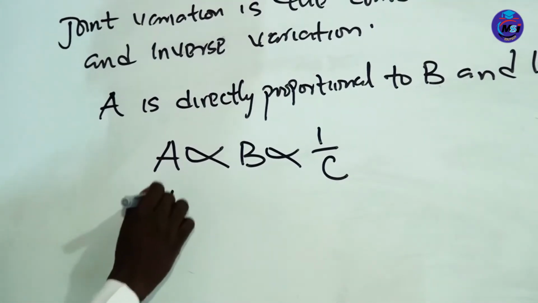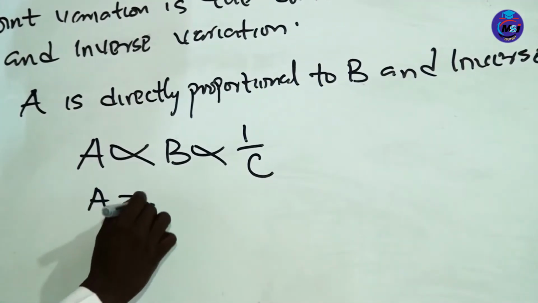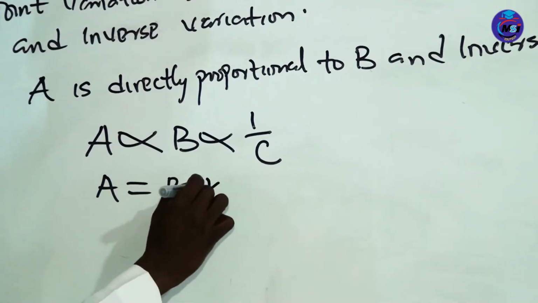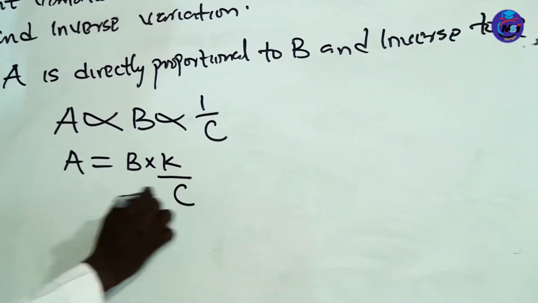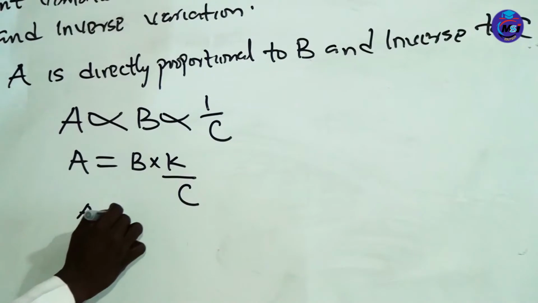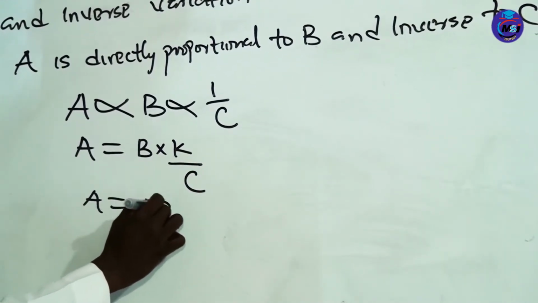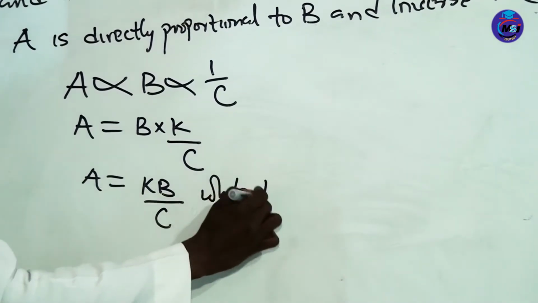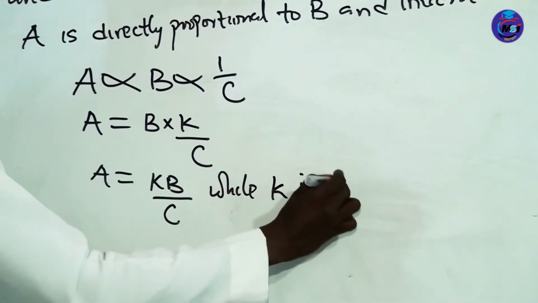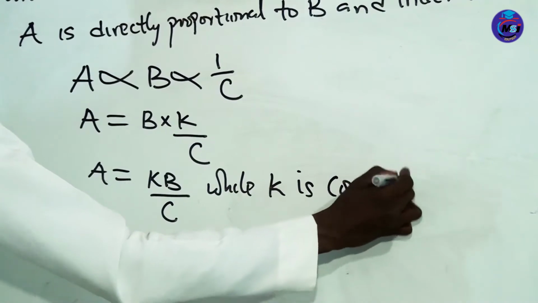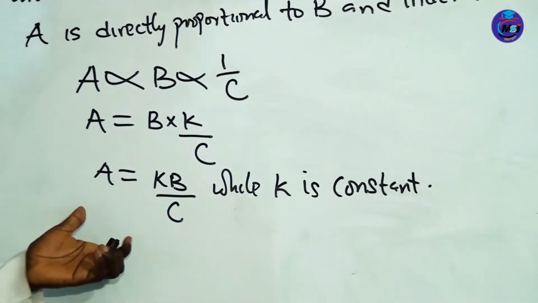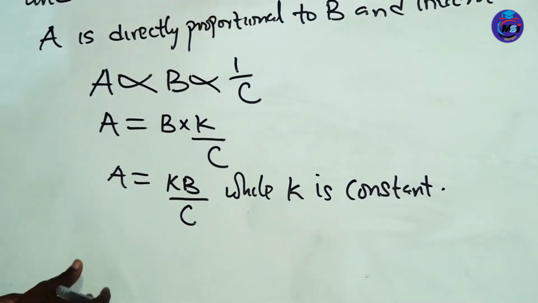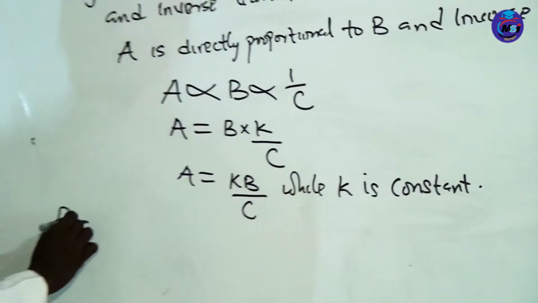So what are you going to do? A will give us B times K all over C. So this will give us A equals KB all over C, where K is constant. Don't get confused with this. By the time we solve questions, you will understand what I mean. Now let's look at this example.